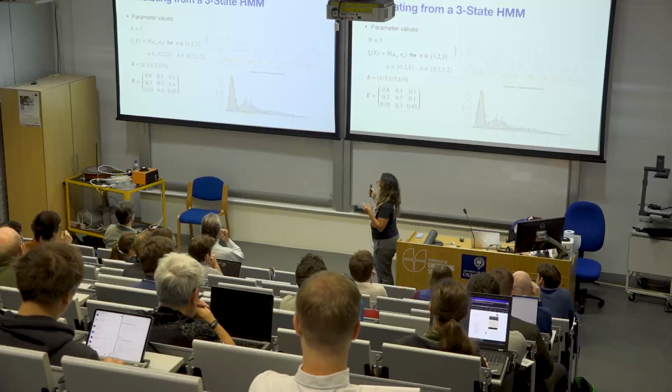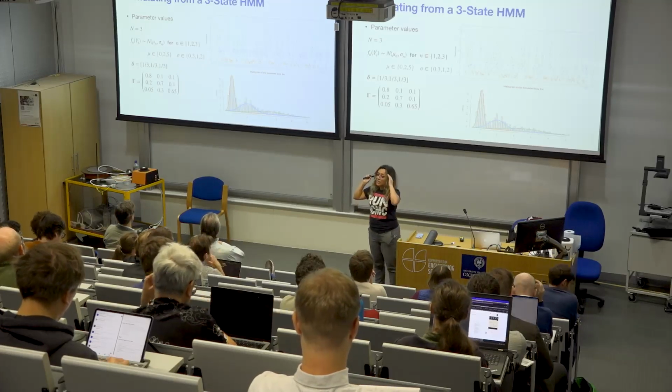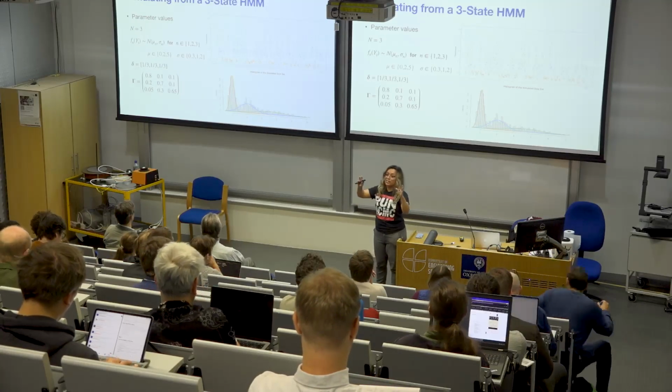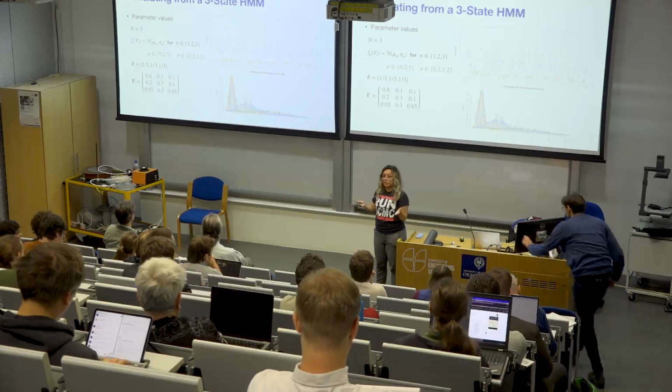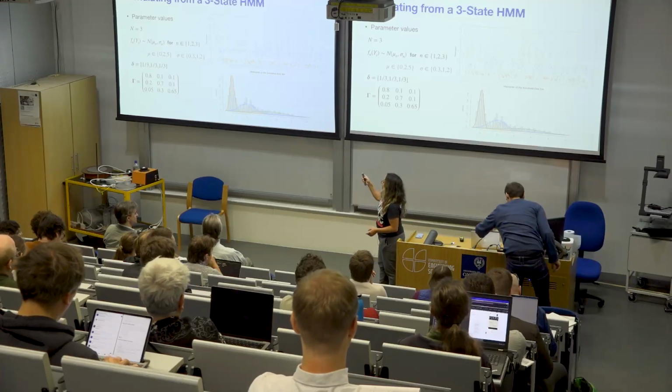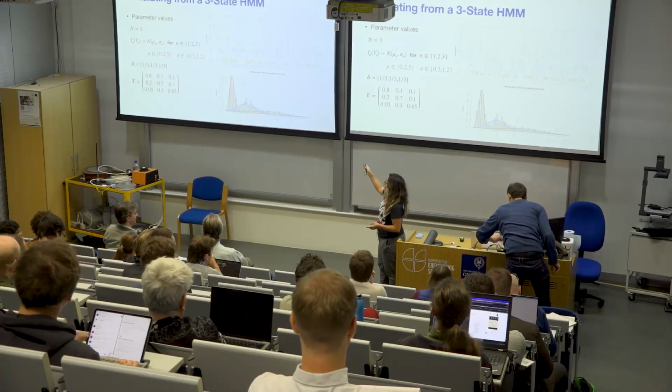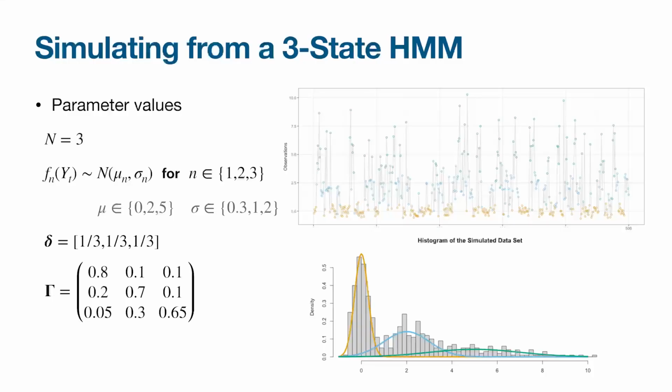It's always hard for me to see a mathematical object and know exactly what it does, so I'm going to show you some data. Say we have a 3-state hidden Markov model. Each state has its own normal distribution, so it has its own parameter values for that particular state.